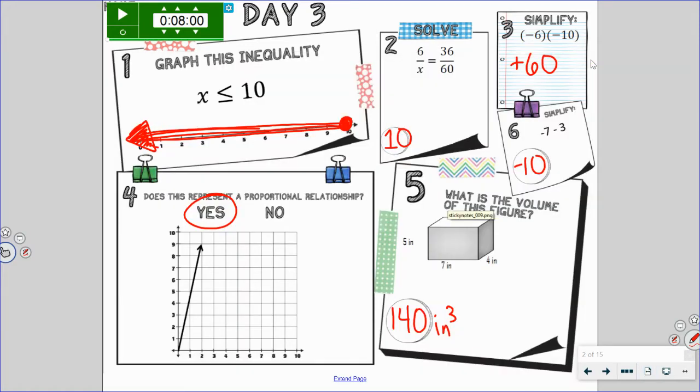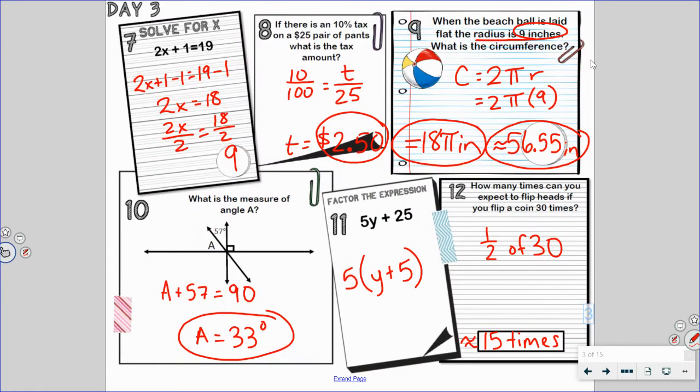So day 3, here we go with the answers. Pause. Come on back when you're ready. And of course, if you have any questions, let me know. Send me an email, message me, or catch me live on the Google Meet.